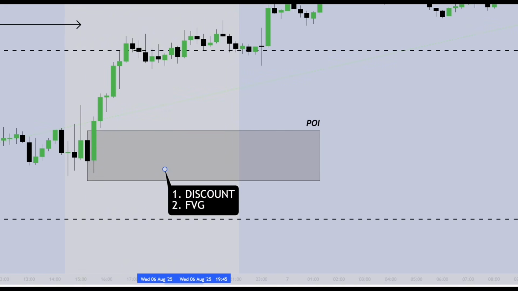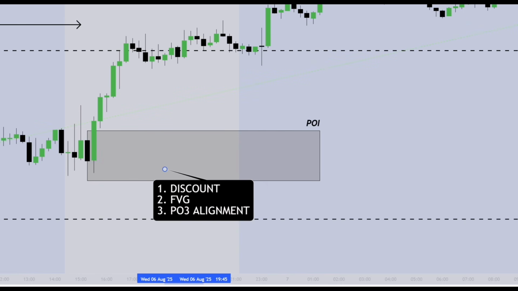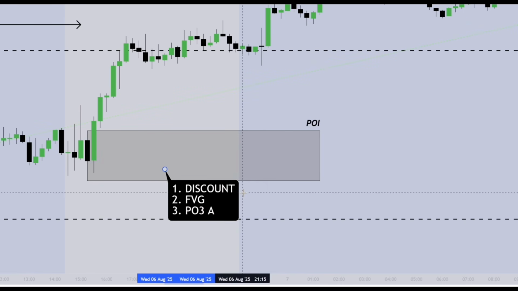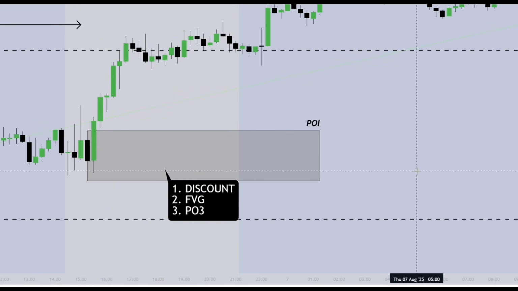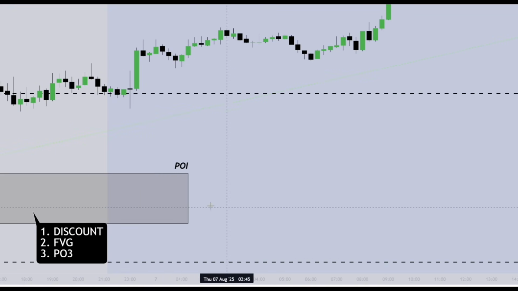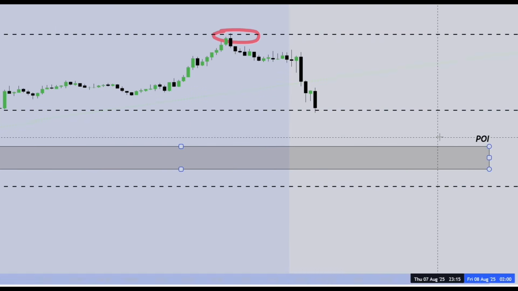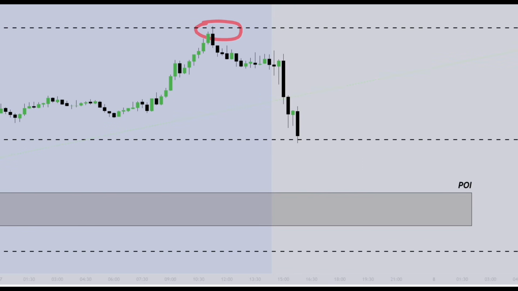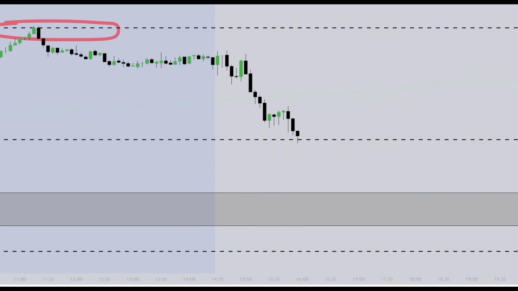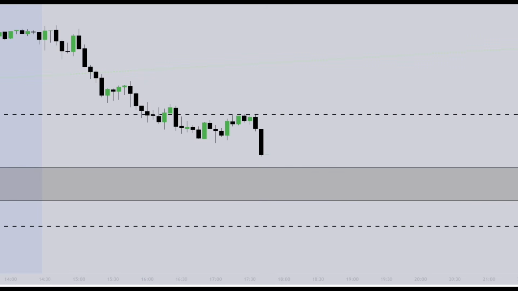Now, the third extra confluence you can use, and we're going to be going over this, is what we call PO3 alignment. PO3 alignment, right? I didn't spell that right. So we're going to be using PO3 alignment. What does that mean? Let's drag this over to the right-hand side. When price comes into this POI, and that's what we're going to be breaking down now, we are going to be understanding why the market moved up.